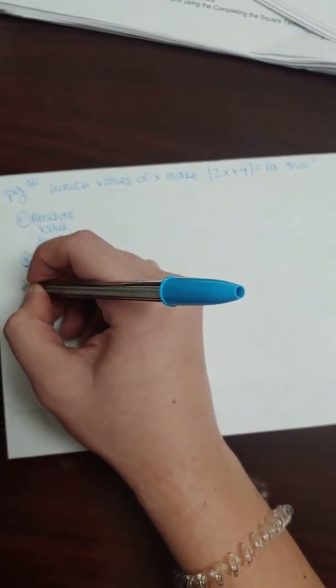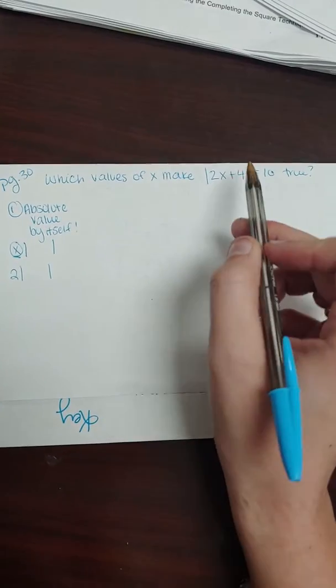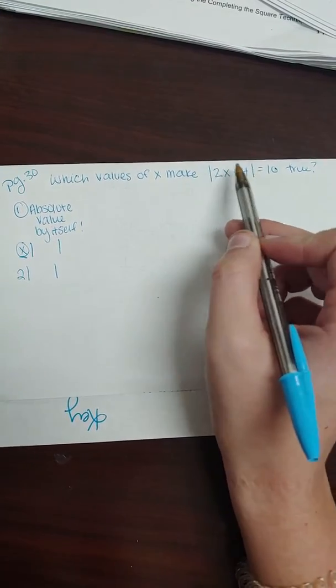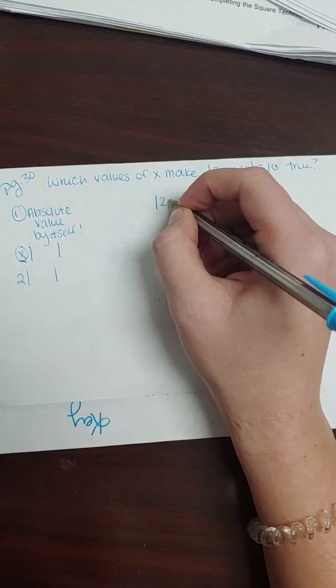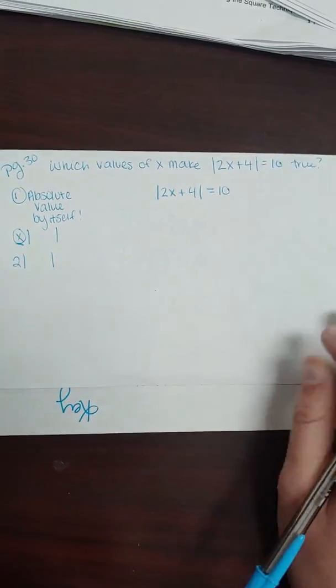So for example, if I had like a 2 times the absolute value, I would want to divide both sides by 2. But in this case, I have nothing in front or behind it. I just have a plain 2x plus 4, an absolute value, equal to 10.